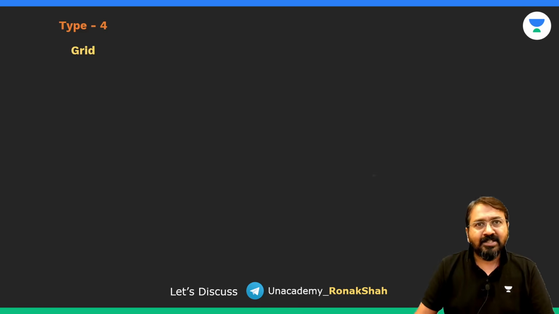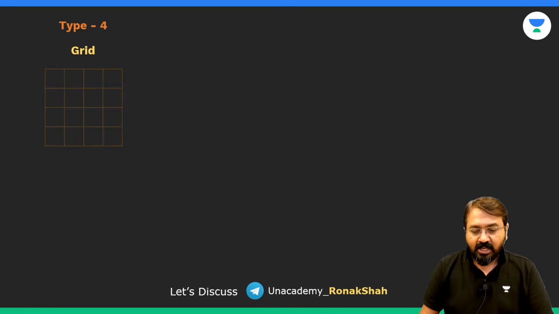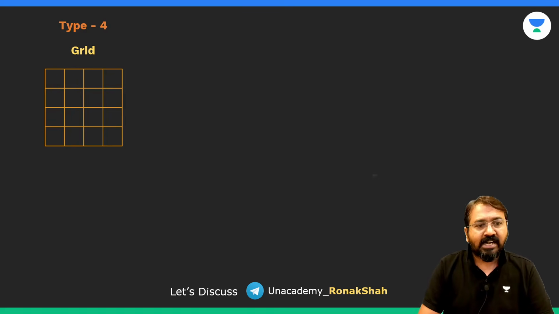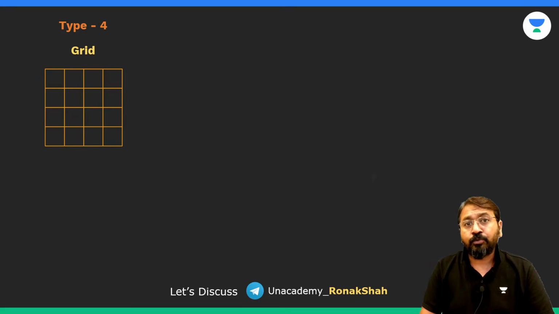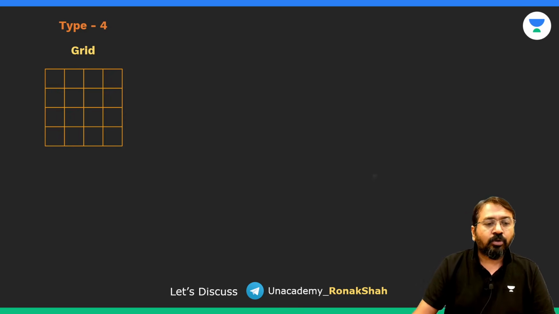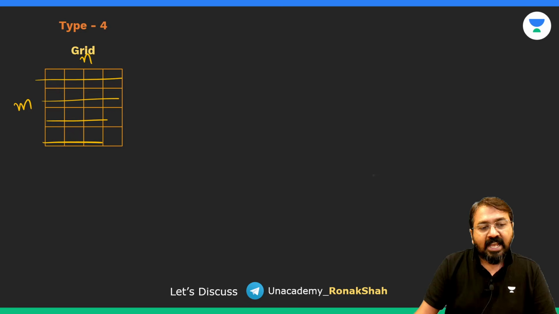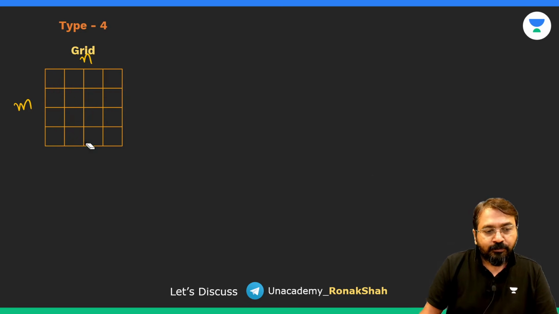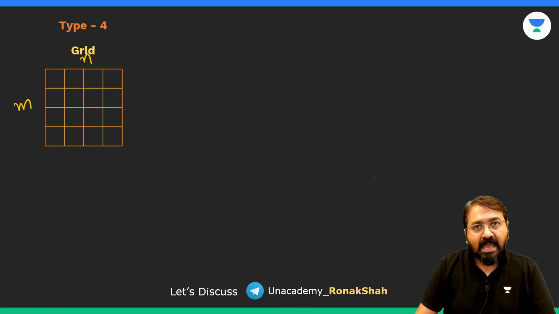The fourth variety is the grid based questions, and these have been quite frequent in the CAT exam. I'll not say very frequent, but yes, it has been asked about 4 to 5 times in the last 10 years. So it's one of the important varieties, right? So in grid questions, you may be given a grid of m by n. That means there are m rows and n columns. So the number of rows and number of columns we are indicating by m and n.